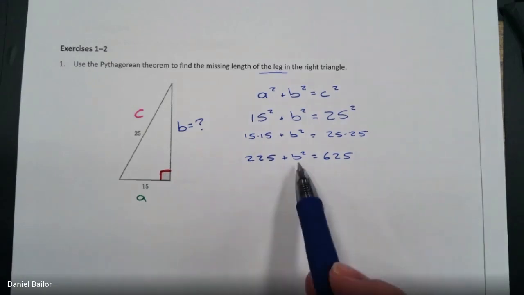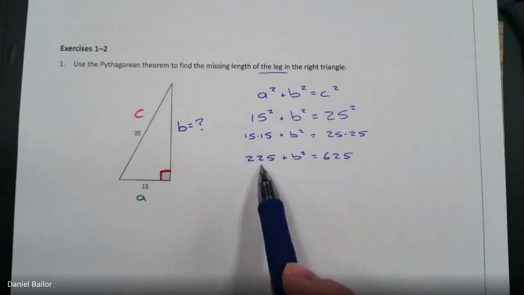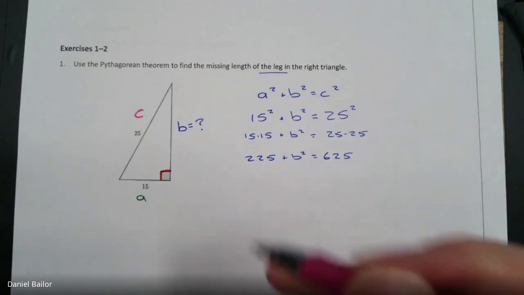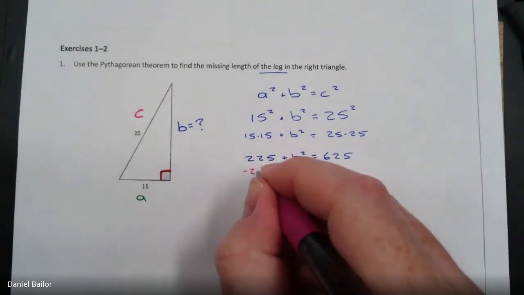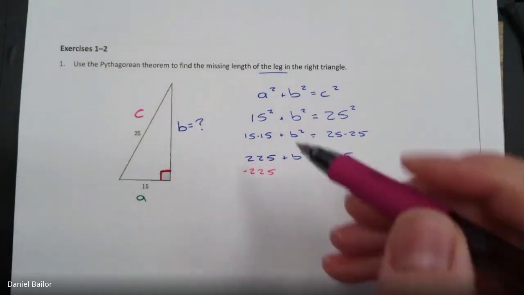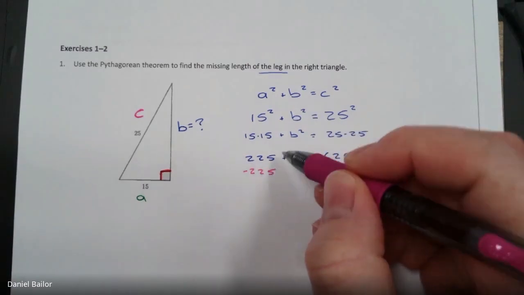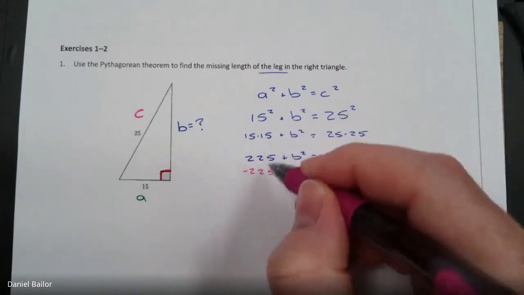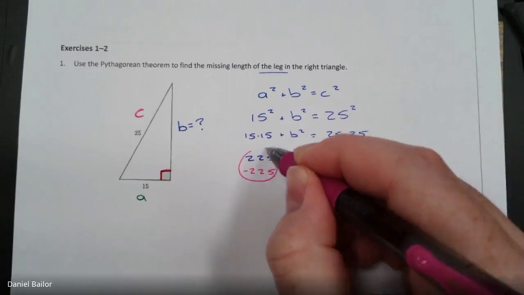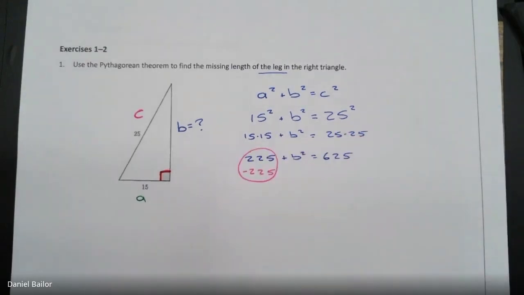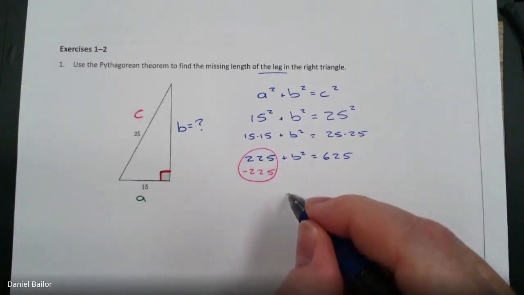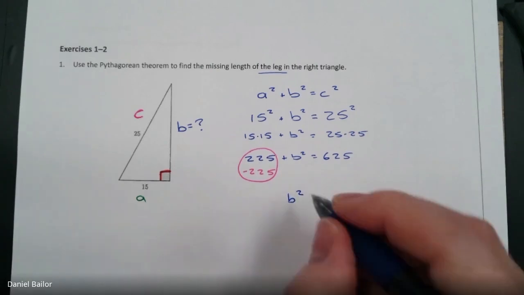We will need to find b, so we need b by itself. So let's get rid of this 225 that's with the b squared. Let's make it go away. We make it go away by doing minus 225. 225 minus 225 is 0. 0 plus b squared is just b squared.